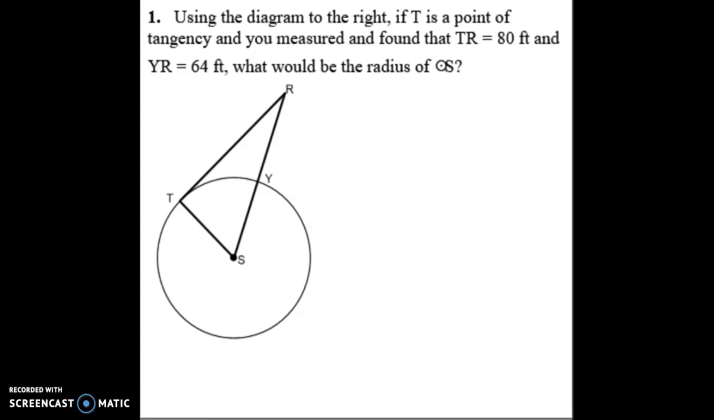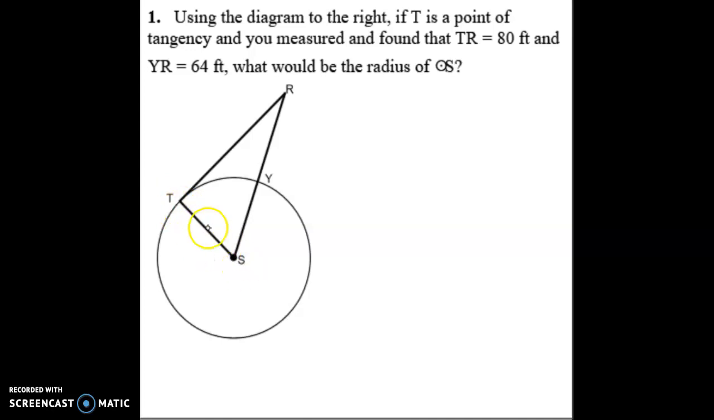Okay, so here's a problem where you can see we have a tangent and we have a radius and we have another segment, RS here. We are asked in this particular problem to find the radius of the circle. They did tell us a couple things. They told us T is a point of tangency, and you know that S is the center of the circle. So the radius would be here.